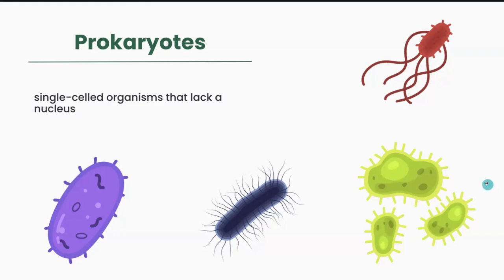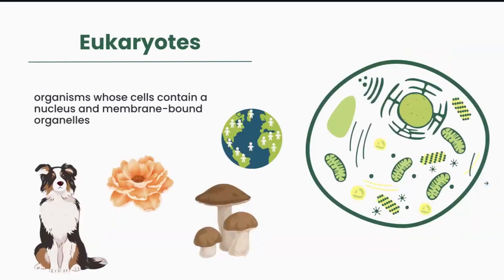Then we have eukaryotes, which are organisms that are made out of eukaryotic cells, and the definition I have here is that they are organisms whose cells contain a nucleus and membrane-bound organelles. Some examples of eukaryotes are animals, plants, fungi, and us. Humans are eukaryotes. And then I just have another diagram here, or example really, of a eukaryotic cell.